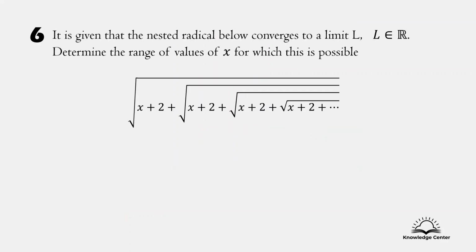We move on to question 6, where we have this infinitely nested radical, and we're supposed to determine the values of x for which this radical converges. So we've been told that this radical converges to some real number L. Now we're going to make use of some really important property of infinite mathematics right here.